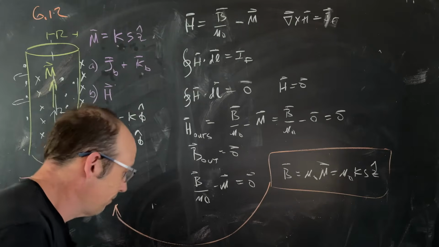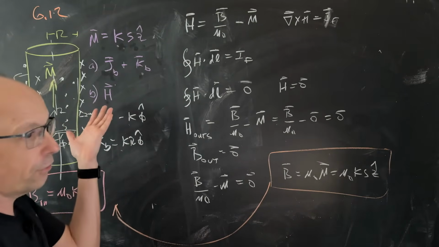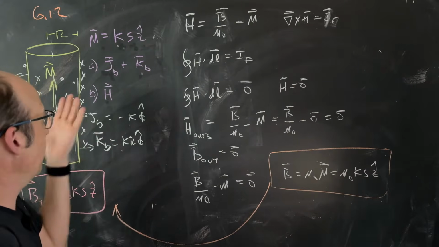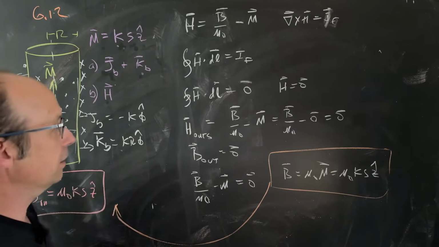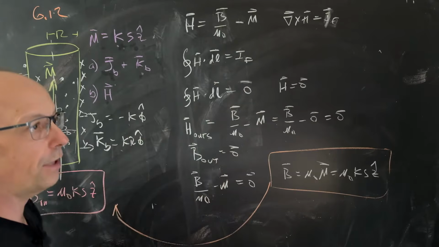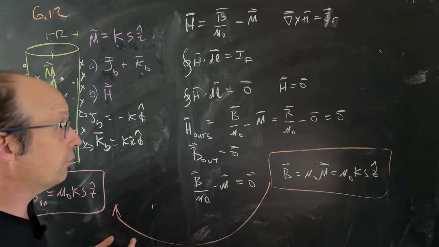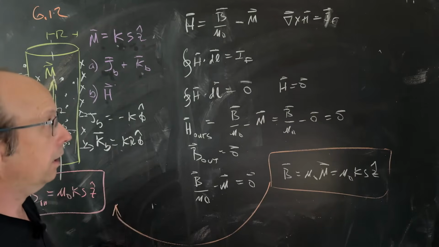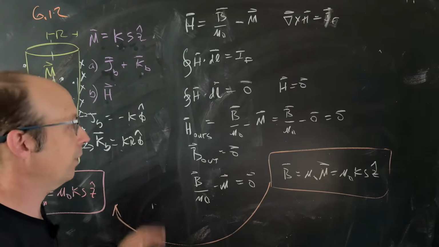I mean, it depends if you even care about those current densities, the bound current densities. I think this way kind of makes a little bit more sense. Remember, why do we use the H field? We use the H field so we can solve the problem independent of the material and then apply the material later. That's why it's there.